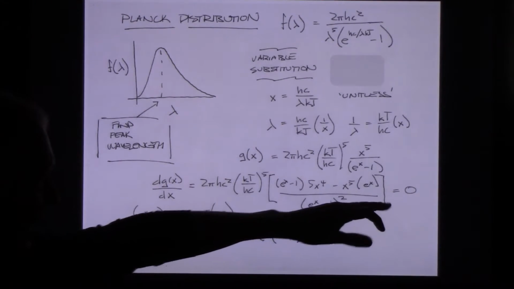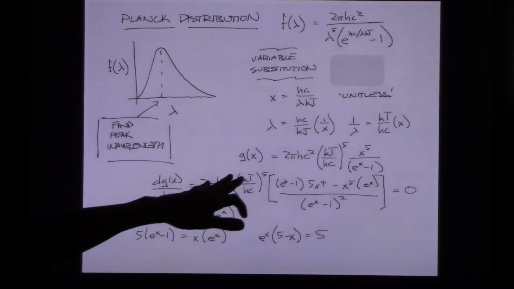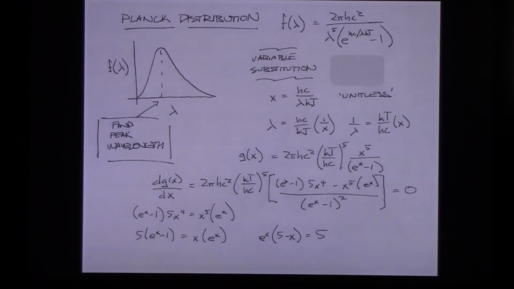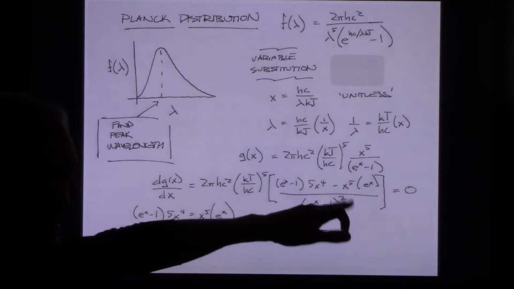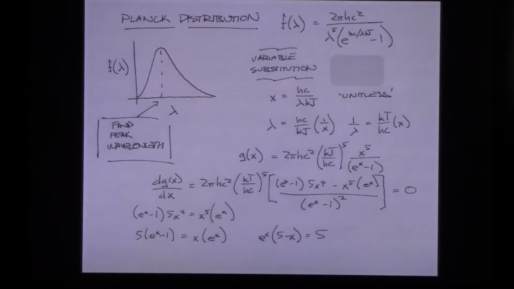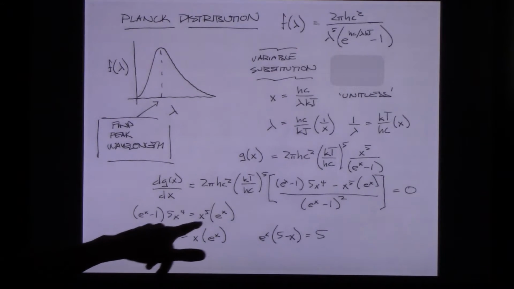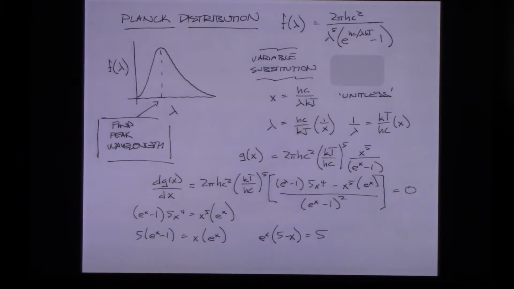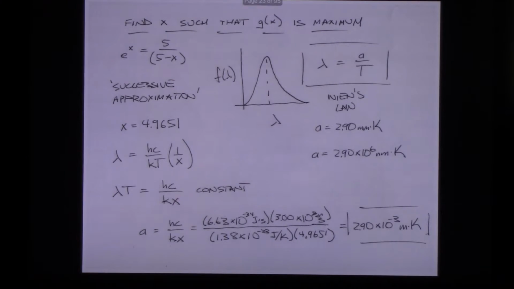Now we're going to set that whole thing equal to 0. And that says that all the constants out front, I don't have to pay attention to, because the constants are not going to be involved in giving me a 0. So now I can just focus in here and ignore the denominator. I really just need to get that numerator to go to 0. So that's what I set. I said (e^x minus 1) times 5x to the 4th is equal to x to the 5th times e^x. I moved some stuff around, maybe not in the most efficient manner, but eventually I got to this.